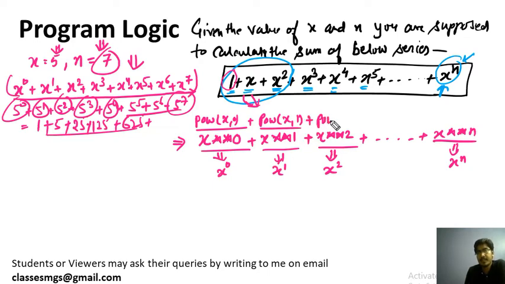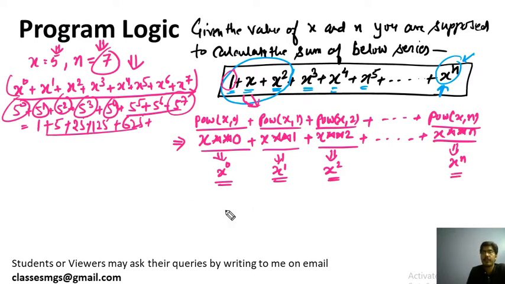These are the methods. If you don't know these methods, please go and watch my previous video. In that video I have already explained the 3 ways to calculate the power. So these are the 3 ways in which you can calculate this power. Now what you need to do is put this into a loop and keep on adding.